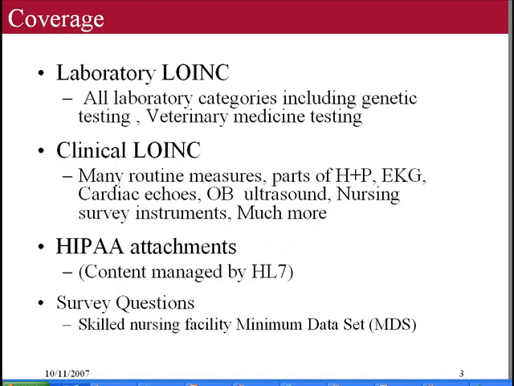So LOINC then covers these 4 areas. There's laboratory LOINC, which are all of the laboratory things, including genetic testing and veterinary medicine testing. There's clinical LOINC, which are all of the things that you can measure directly about patients: blood pressure, heart rate, EKG findings, head circumference, all of that sort of stuff.